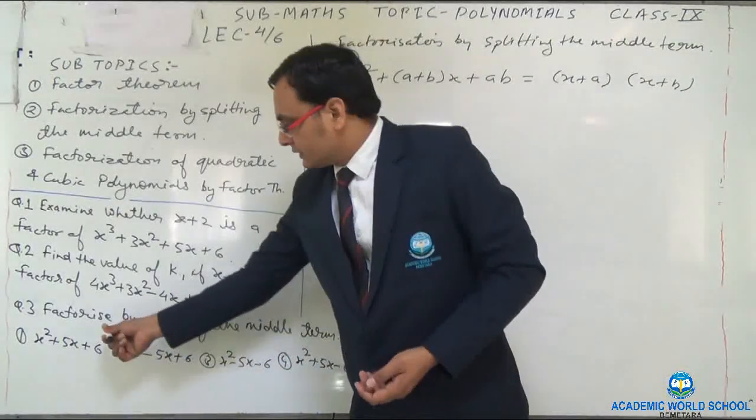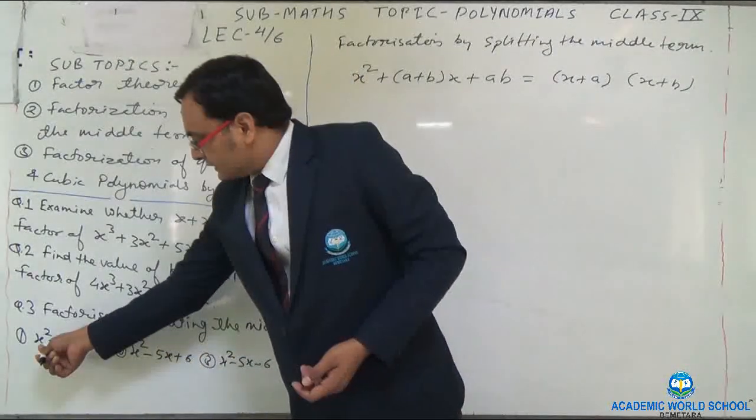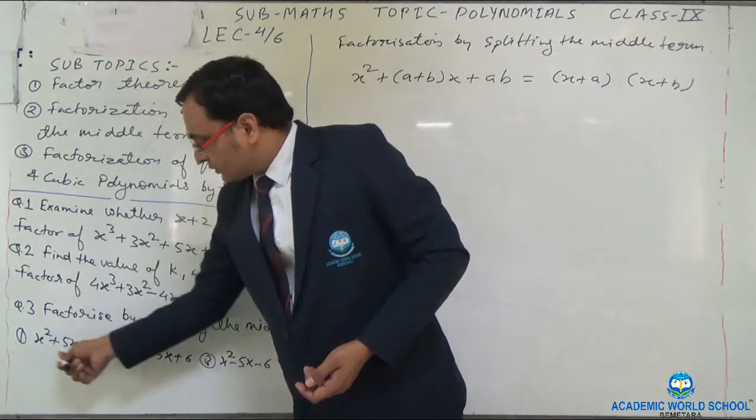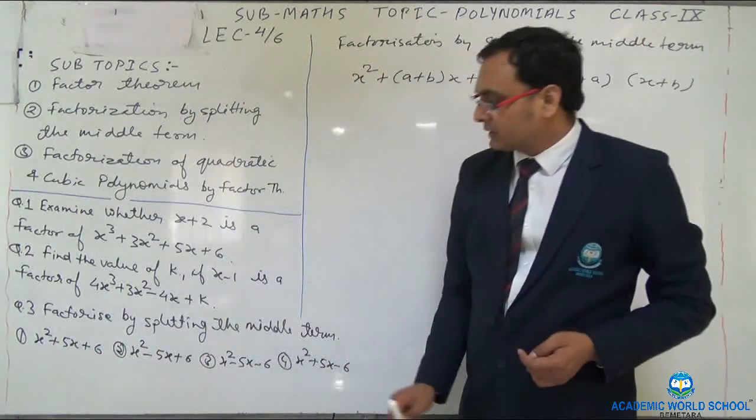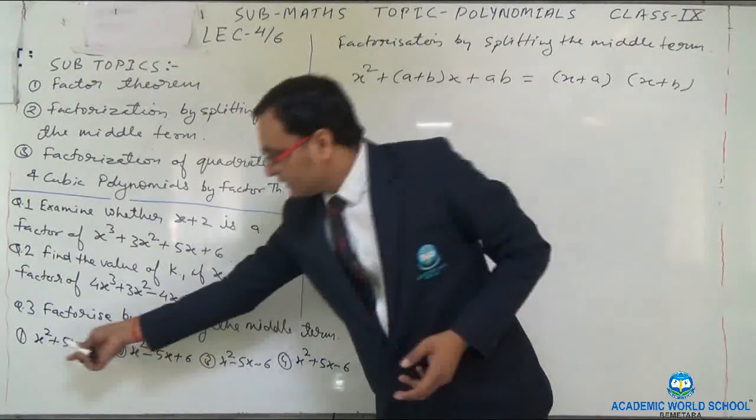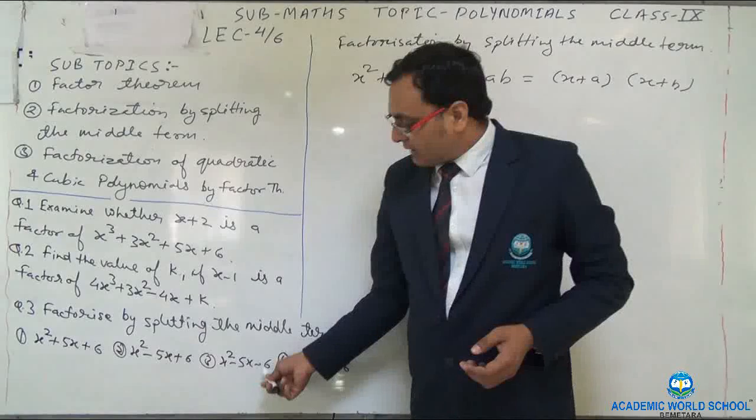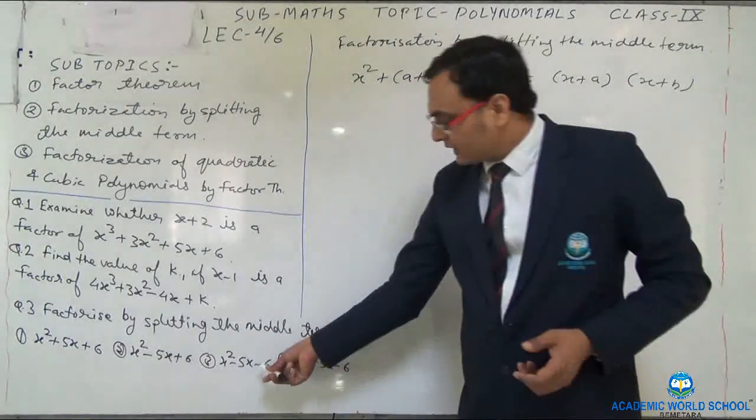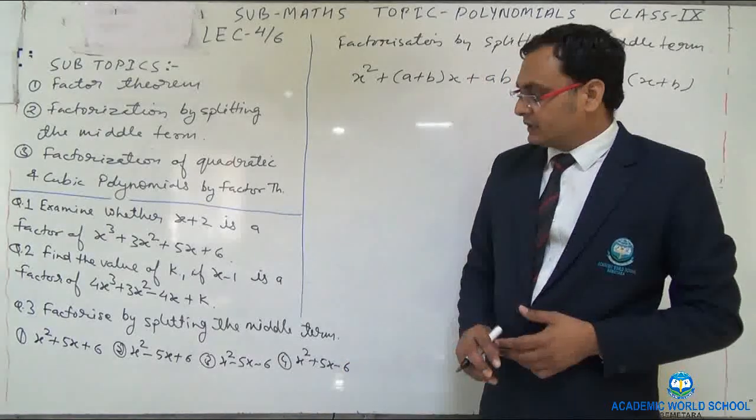Look at this question, factorize by splitting the middle term. First polynomial is x square plus 5x plus 6. Second is x square minus 5x plus 6. Only one sign is changed. Here it is plus, here it is minus. Now x square minus 5x minus 6. One more sign we changed. And fourth is x square plus 5x minus 6.